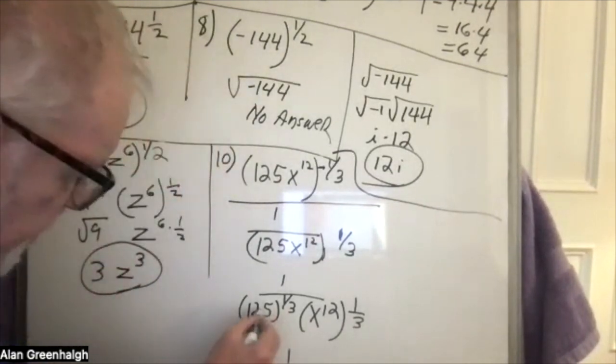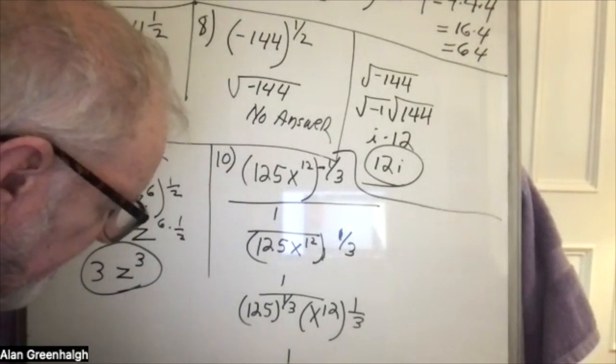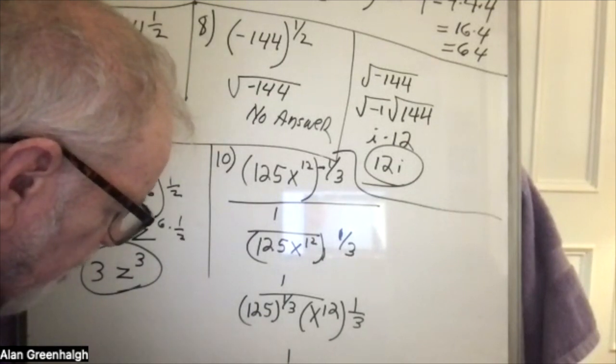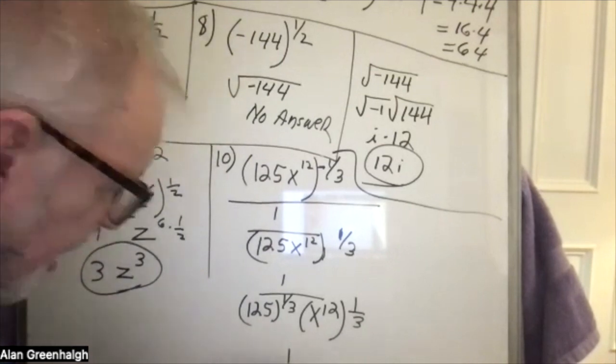One over the third root is the same thing as the third root of 125 and one.